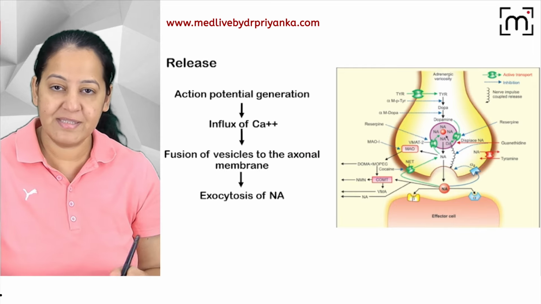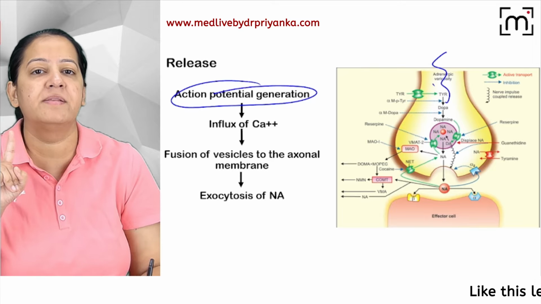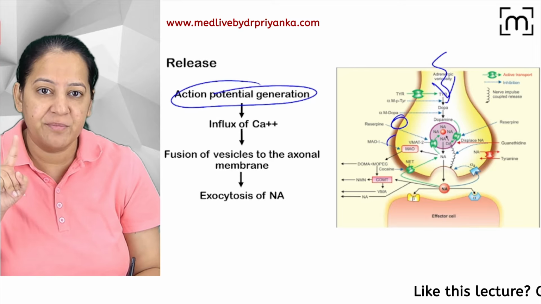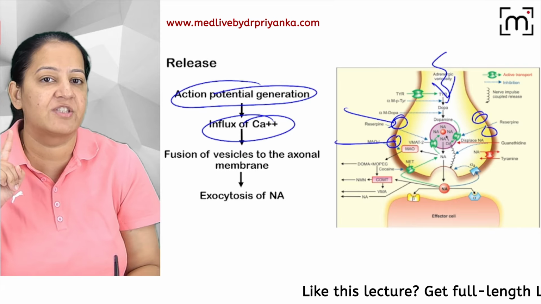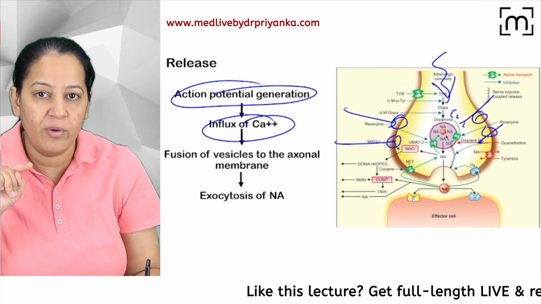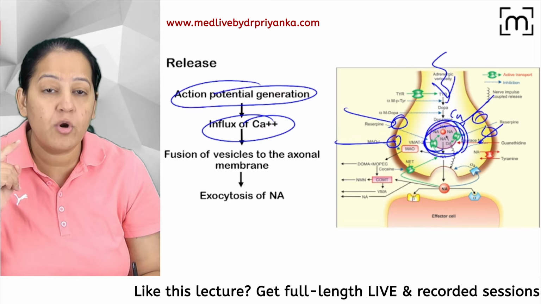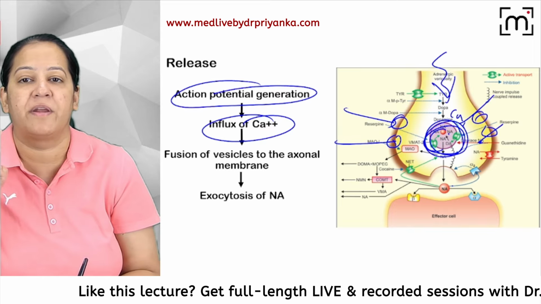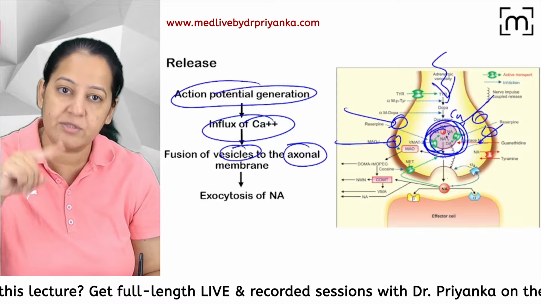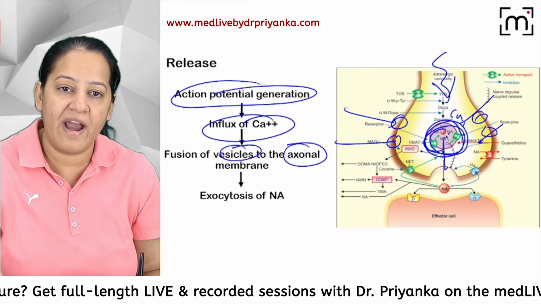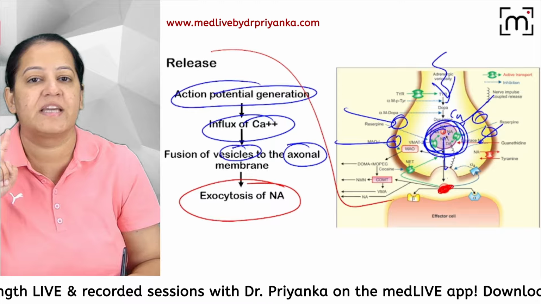How does the release take place? When the action potential is generated, I mean when the impulse comes, the calcium channels will open. The calcium influx will take place. When calcium goes into the cytoplasm, what does it cause? Calcium causes fusion of the vesicle with the axonal membrane. Once the vesicle fuses with the axonal membrane, noradrenaline is released out. This is how release takes place.